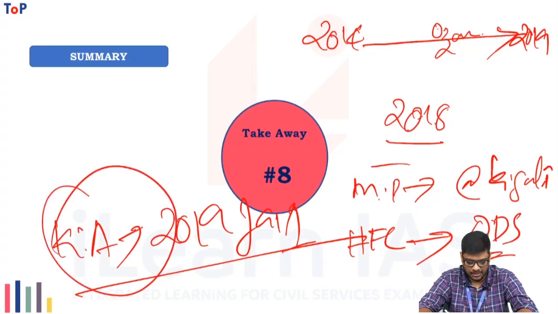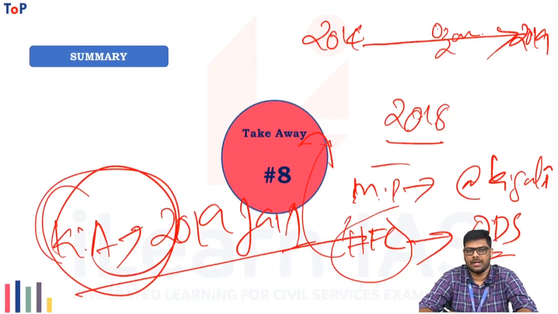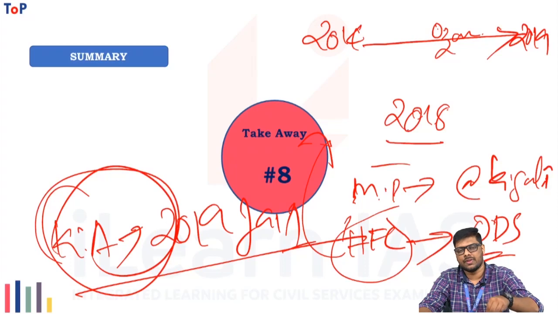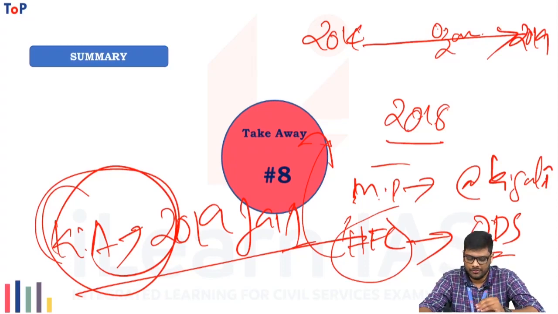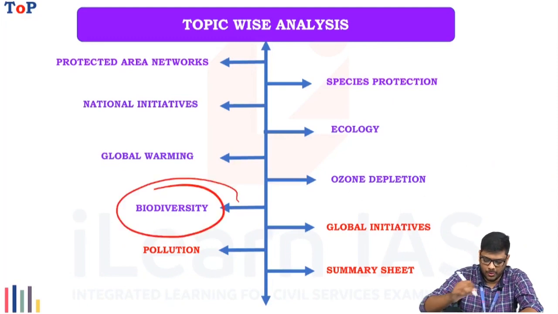Now the Kigali Agreement can be asked. So study what HFC is, what the properties of HFC are, why we need to eliminate HFC, and why the Kigali Agreement, what are the targets. These kinds of questions should be addressed, you will get a question, I am sure. Okay, so this is a summary of takeaway number 8. So we have finished the first 8 takeaways which are the most beneficial to you. Getting it? Now we are slowly moving to the next topic, biodiversity.